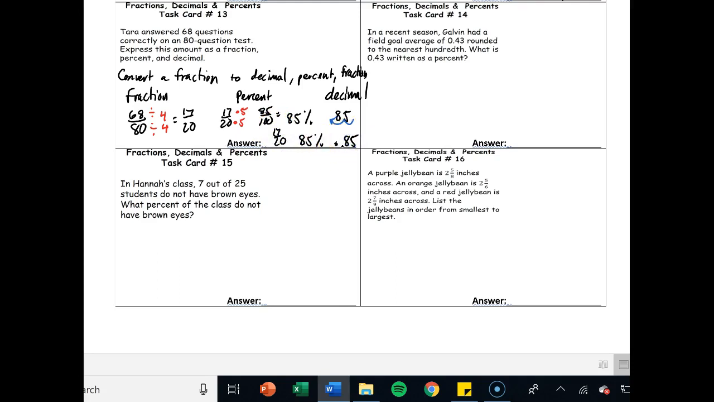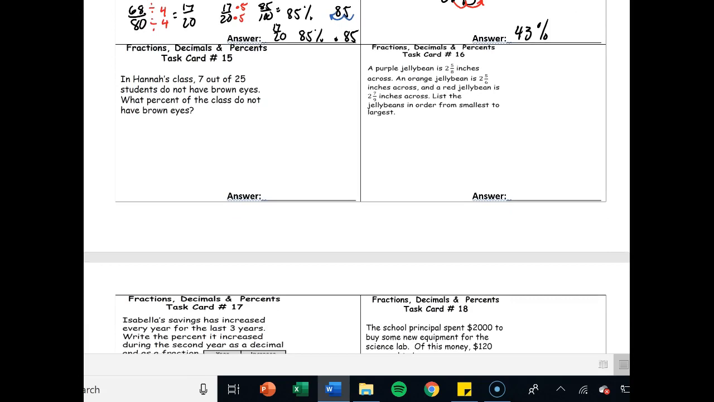3 answers there. Okay. Next one, it says in a recent season, Galvin's field goal average was 0.43 rounded to the nearest hundredth. What is 0.43 written as a percent? So basically, again, just convert a decimal to a percent. So here's my decimal, 0.43. Remember to convert that to a percent. Take the decimal 2 places to the right, and you get your answer of 43%. Done.